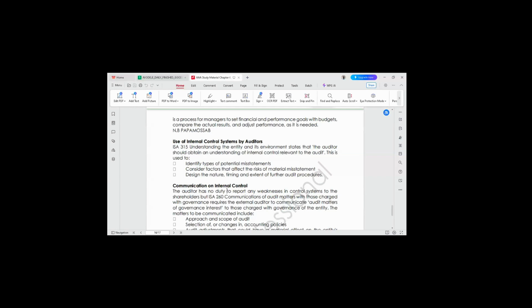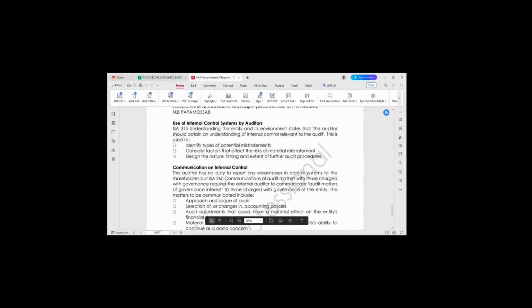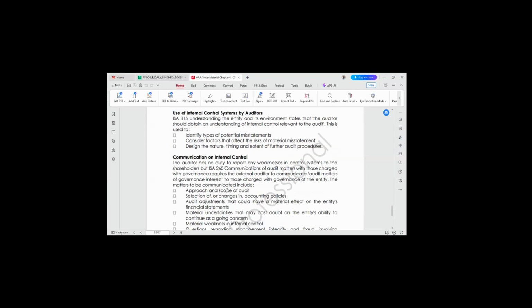So this letter highlights principally the weaknesses the auditor observed during the audit of the financial statement of the client organization. Okay. So that letter is usually communicated to the management and the board of directors, so that they can strengthen the internal control system.